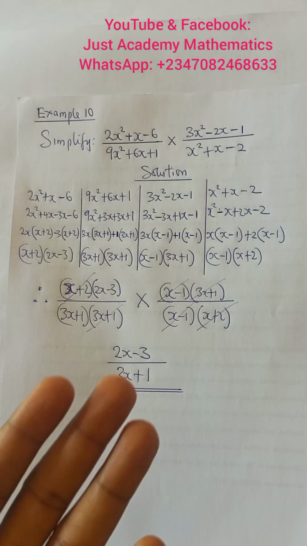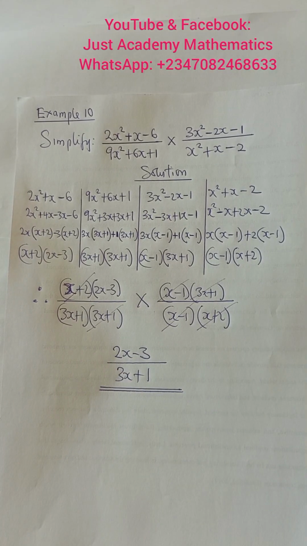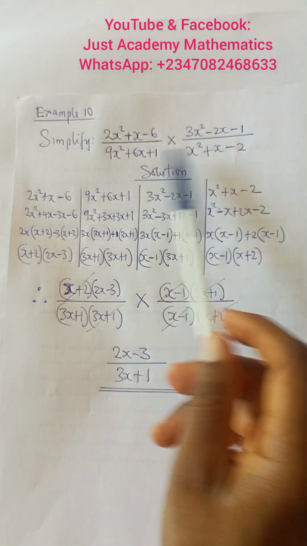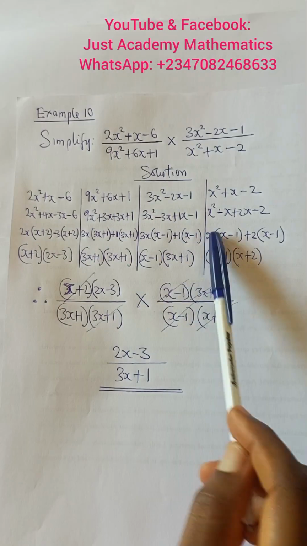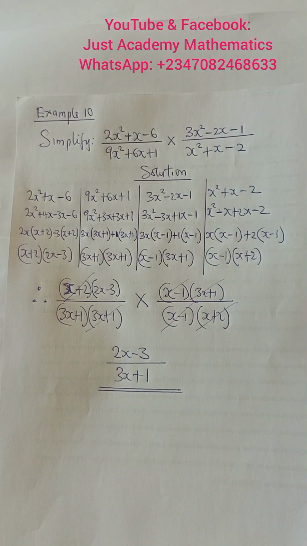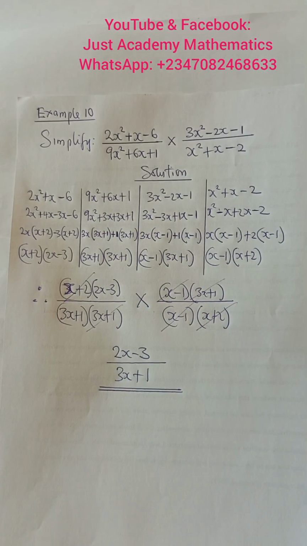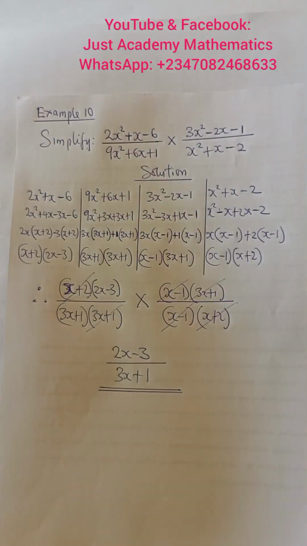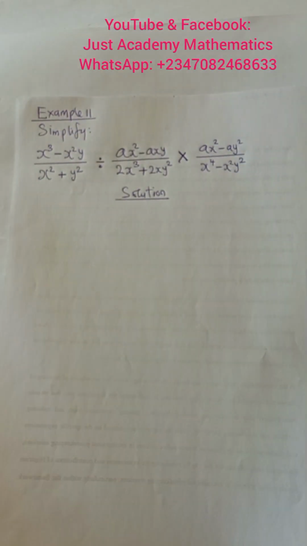So as you can see, for this one, it's just all about factorizing each of them, because if you don't factorize, you won't know what to cancel out. When you factorize each of them, then you can see what is coming out. Okay, let's see more. Example 11. Look at example 11.